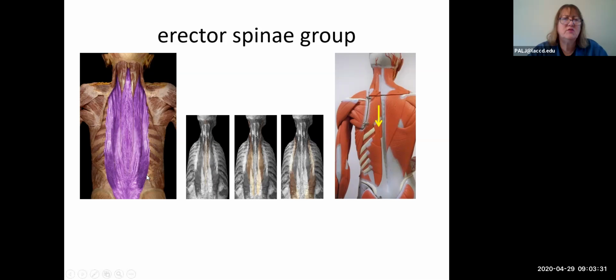So on your models, you're not going to see it like this on the purple area. You're going to see it like the model on the far right. So you have to look on the side of the model that doesn't have the trapezius or latissimus dorsi, but where you can see the rhomboids and levator scapulae. And then you will see muscles that are going parallel to the spine. So anything that you see going parallel to the spine is going to be part of this erector spinae group.